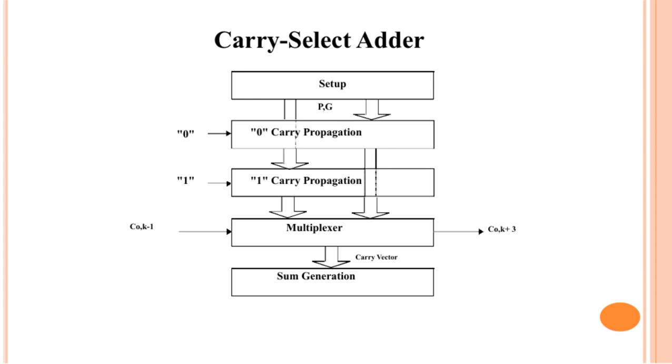Lastly, the sum generation and the carry vector depend on the propagate and generate signals, noted here as P and G, which help determine how the carry is managed throughout the addition process. Overall, the carry select adder effectively balances complexity and speed, making it faster than a simple ripple carry adder by working on multiple carry assumptions in parallel.